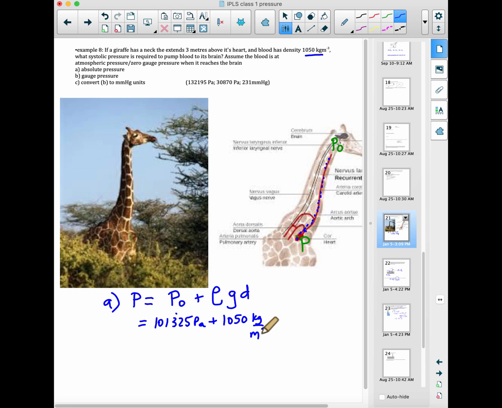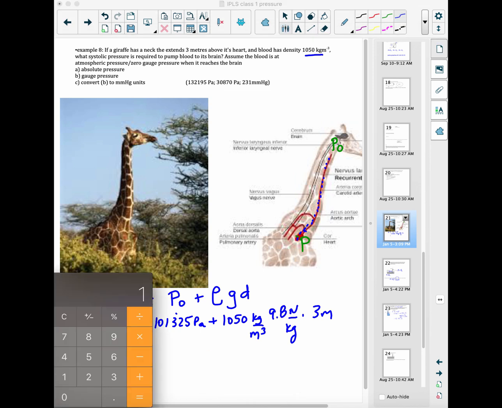So there's the density ratio for blood. G is the gravity field, 9.8 newtons of force per every kilogram of matter. And D is the depth, or in this case, how deep are we in the blood column? It's 3 meters deep. And so now, we just work that out quickly. Let's see what we get.